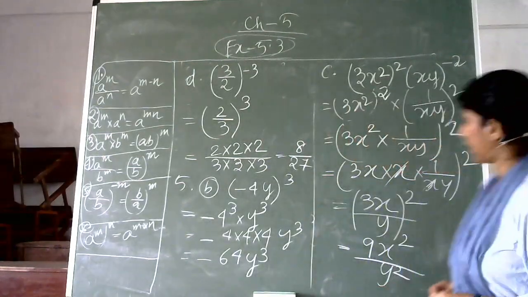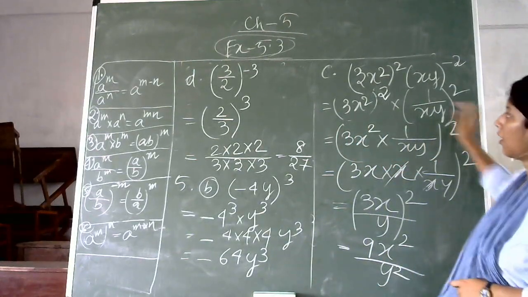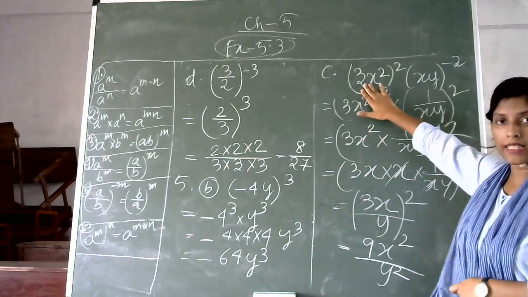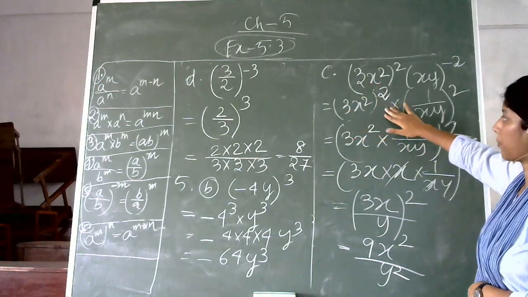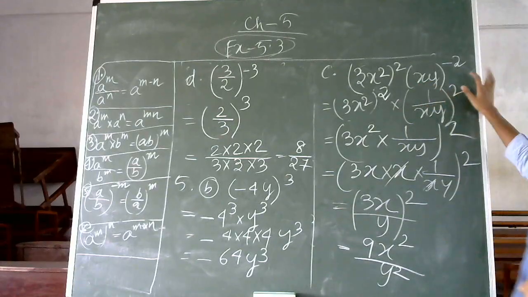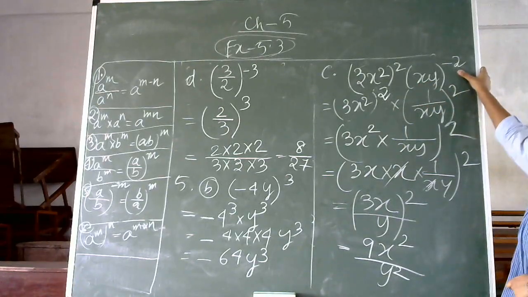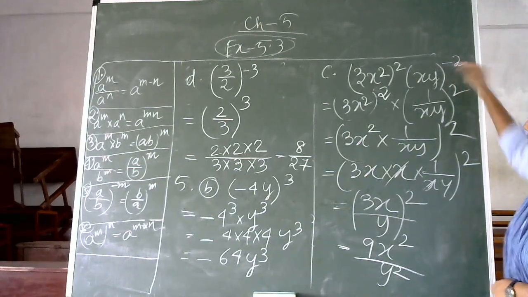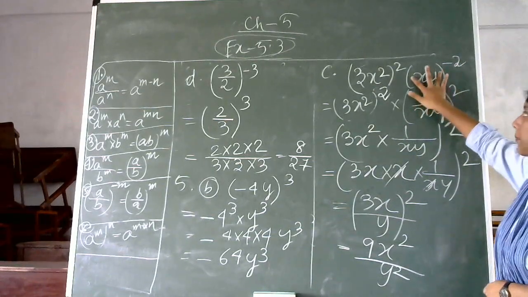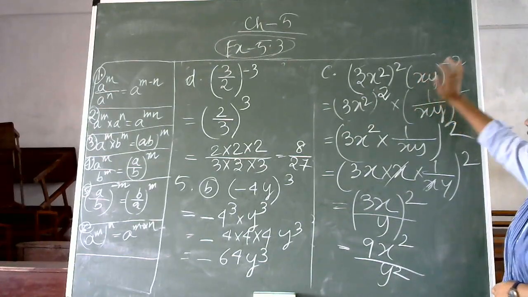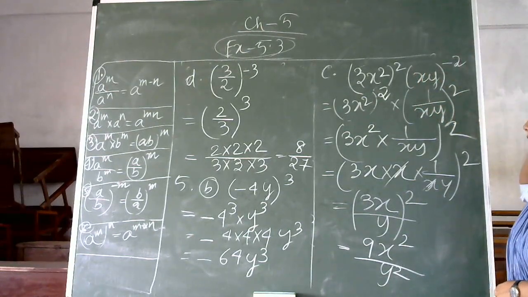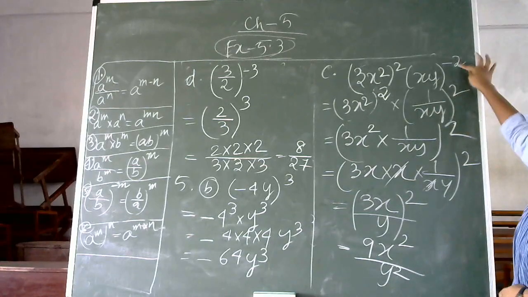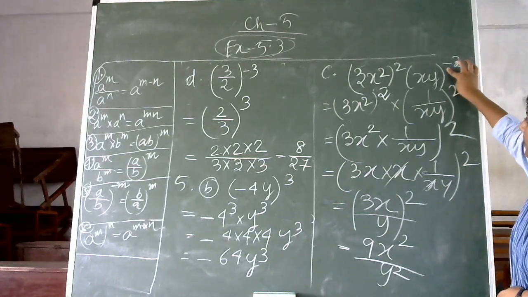Okay, let me explain it again. So 3x square is here, so I have written the same, 3x square whole to the power 2. Fine. Now xy whole to the power minus 2. Since I have a minus over here, I have to remove this minus first. So how do you remove this minus? Whatever it is inside the bracket, we have to write the reciprocal of that. So reciprocal of xy is 1 by xy, and the power will be same. I am removing only the minus.